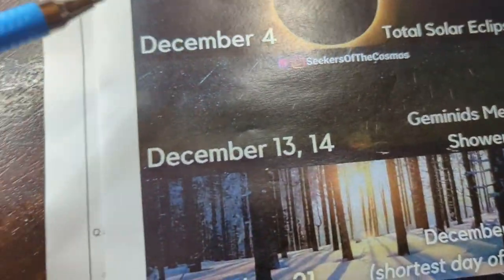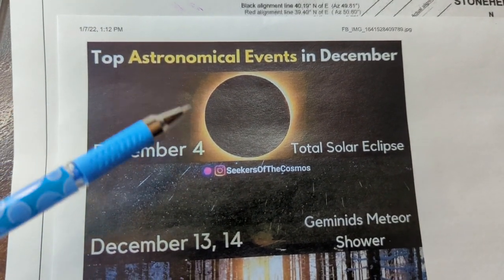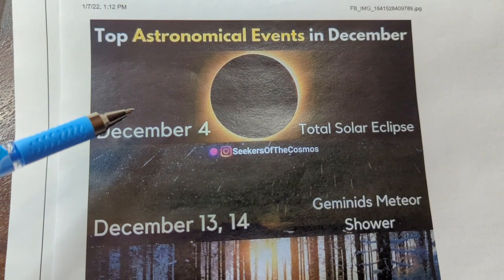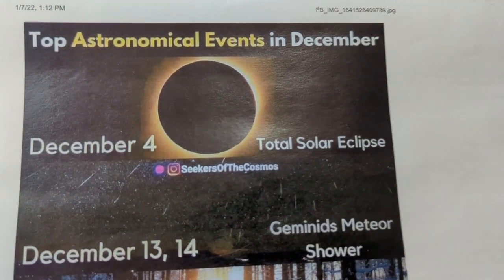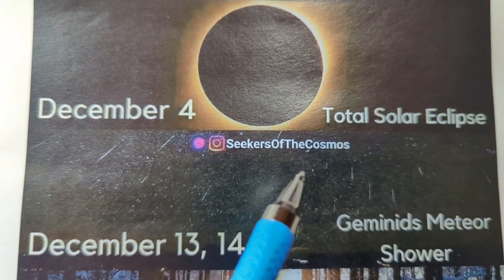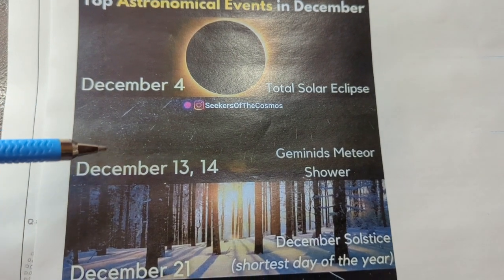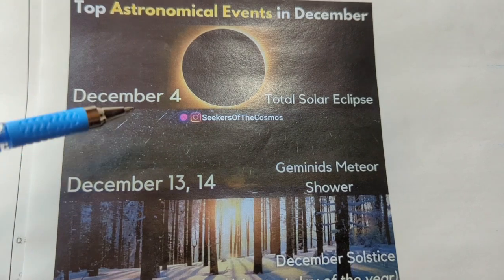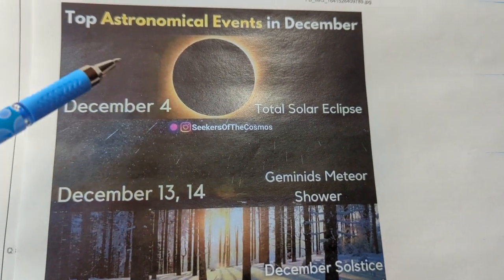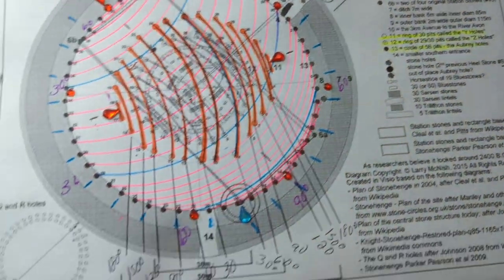Now, okay, so I printed this out, and it says astronomical events in December. It said December 4th, total solar eclipse. Okay, so this is Seeker of the Cosmos. This is his sheet, it's not mine. So we're already familiar with the solstice, and we're not going to worry too much about this meteor shower. Let's concentrate on this total solar eclipse, right?